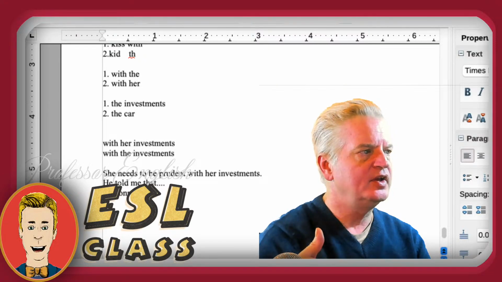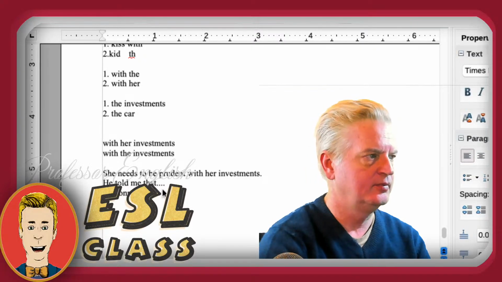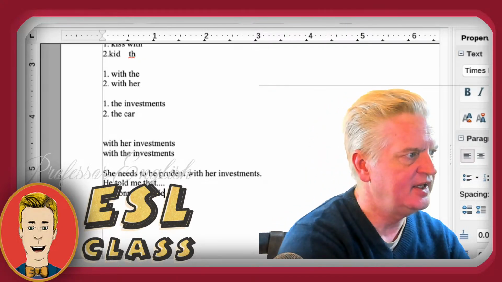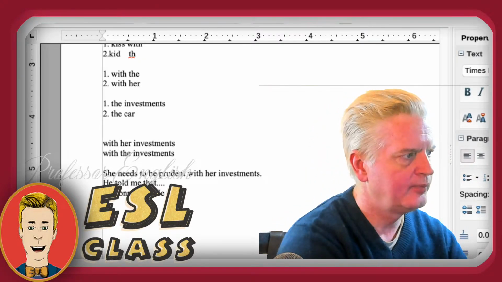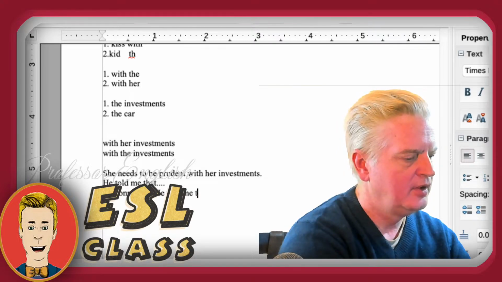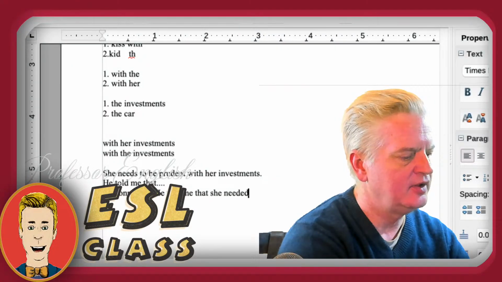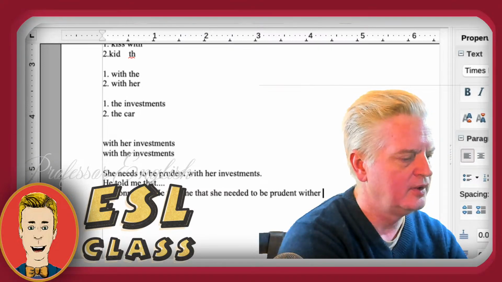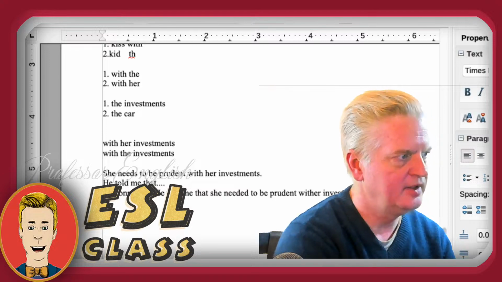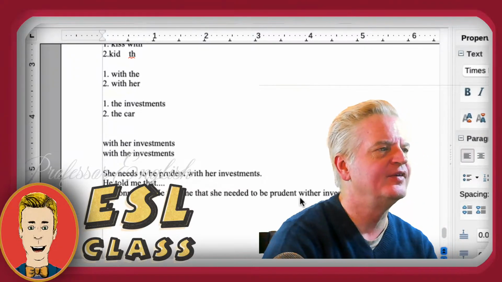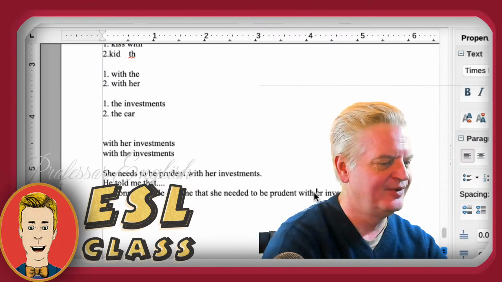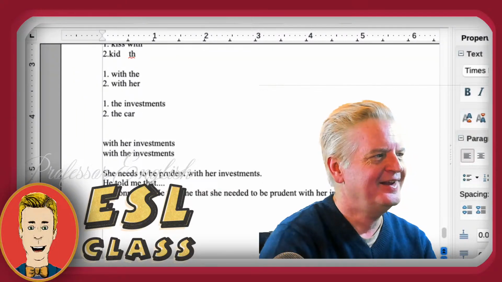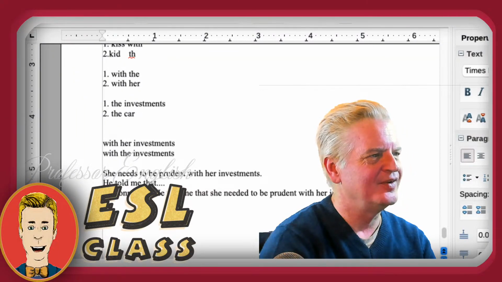Because needs is in the simple present, we'll have to change it to the past. So we'll say, he told me that she needed to be prudent with her investments. Okay, not with the, but with her. I'm writing it like one word now. Okay. He told me that she needed to be prudent with her investments.